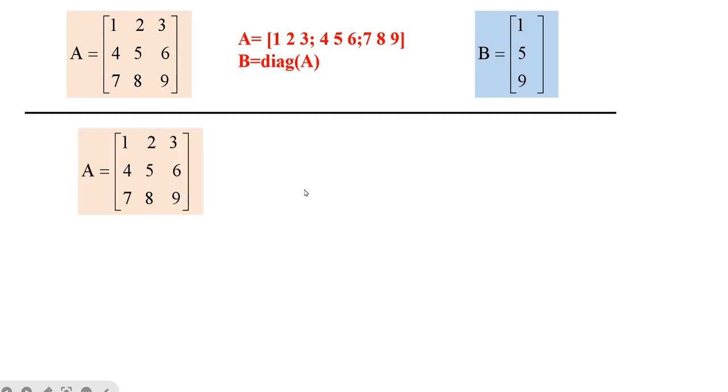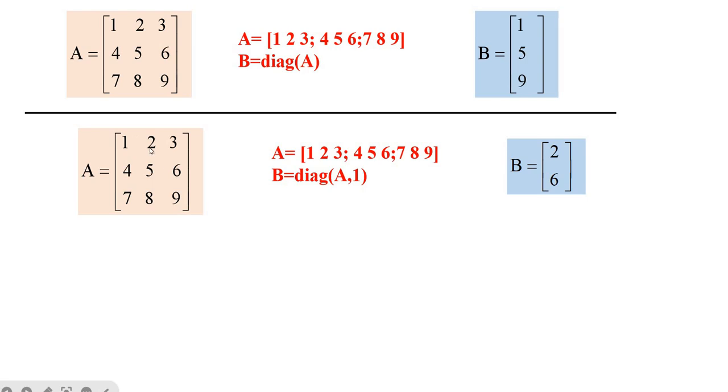Next again the same matrix we are taking here. Now we want the upper diagonal elements. This was our main diagonal. This is the first upper diagonal, that is 2, 6. So for that, this will be the command: B is equal to diagonal of A comma first upper diagonal element. So B is equal to 2, 6. So 2, 6 are the upper diagonal elements of this matrix.